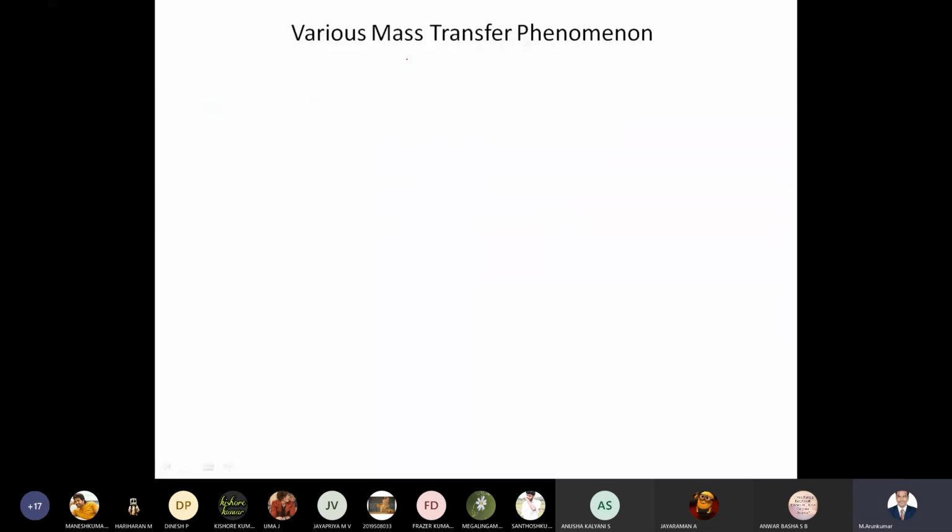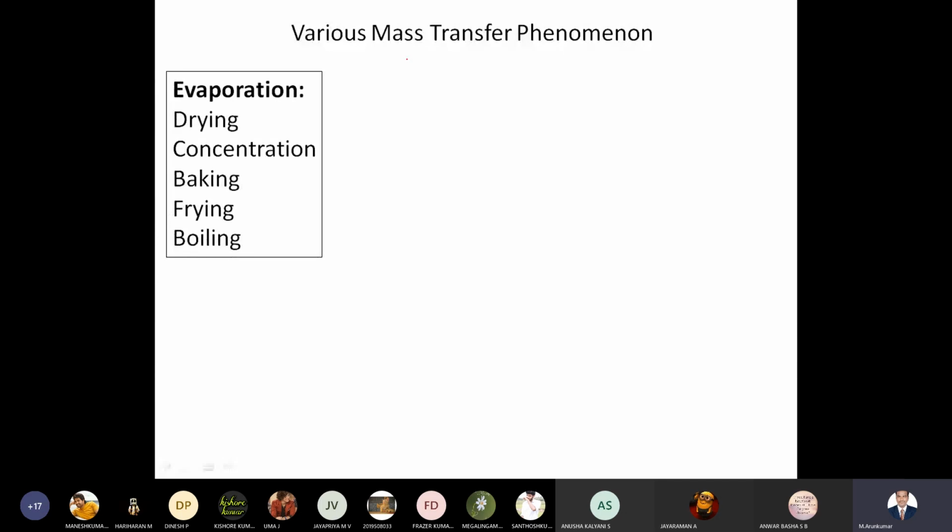Then we have the various mass transfer phenomena here. One is evaporation. This evaporation can happen in processes like drying, concentration, baking, frying, and boiling. During these processes, the evaporation process will happen, that is, from liquid to gaseous form. So definitely there will be a mass transfer, a mass difference.